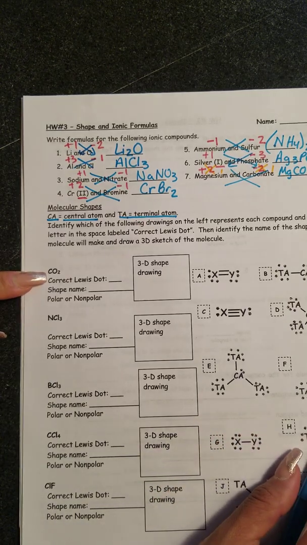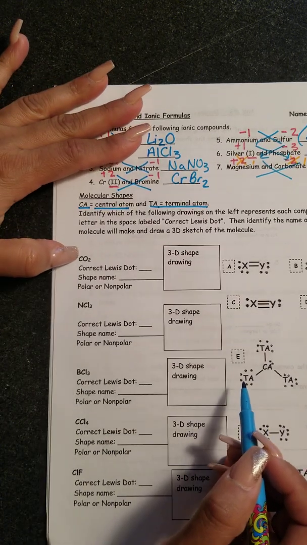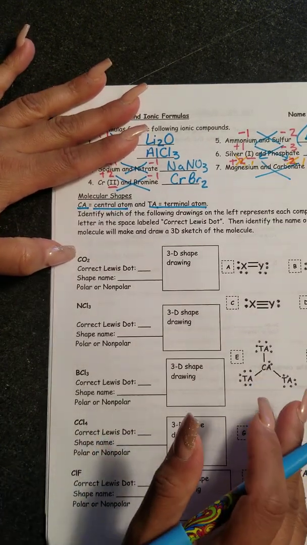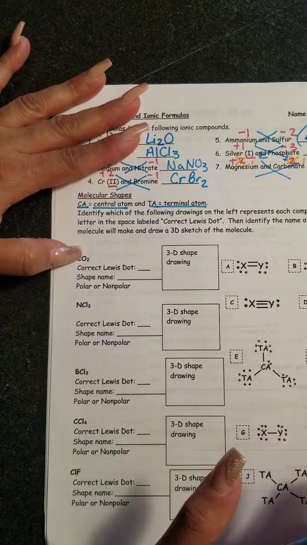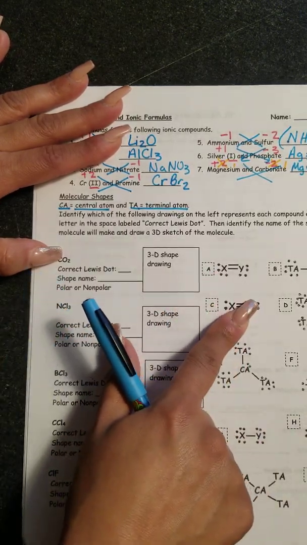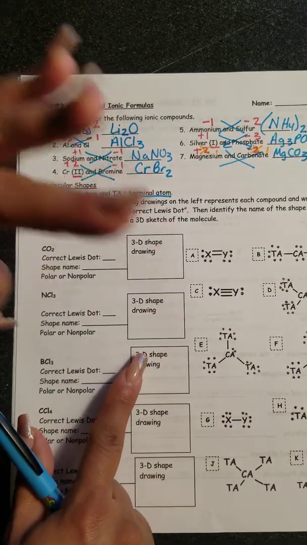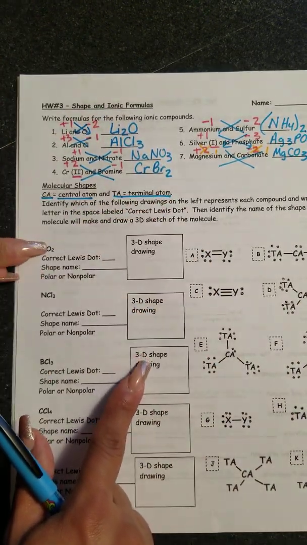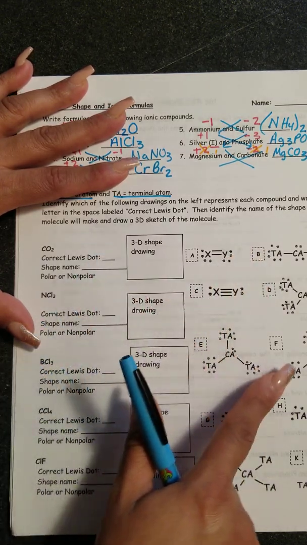I have carbon and two oxygens. Now, just looking at that, my carbon is going to be, because carbon is always a Ca, and my oxygens are going to have to be TAs, the terminal atoms. So it definitely can't be A, can't be C. Those are only two. It can't be D. We got to have three, okay, because we have two oxygens and one carbon. So maybe B, maybe E.